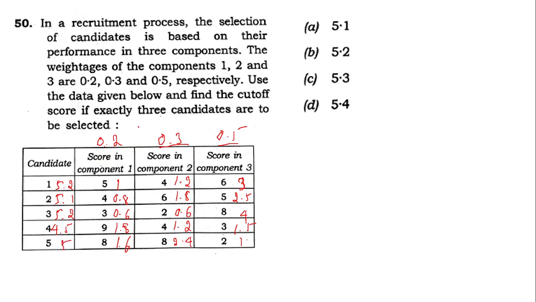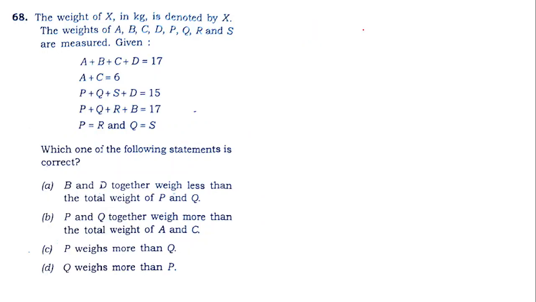So they have told to find the cutoff score if exactly 3 candidates are to be selected. We have to select the top 3 by score, not by the order. 5.2, 5.1, 5.2. So these 3 candidates will be selected and the cutoff score is 5.1. So option A, 5.1 is the right answer. Let's move to the next question.